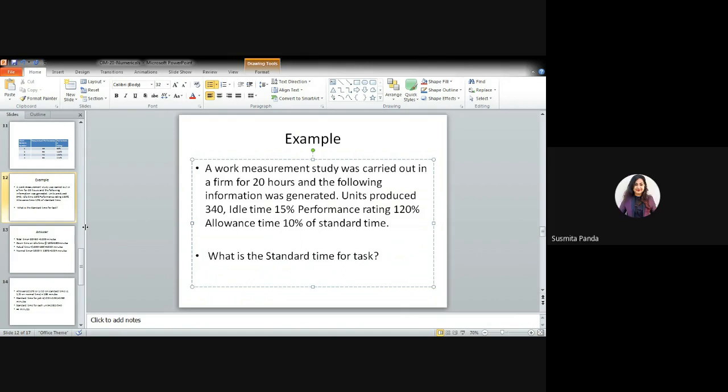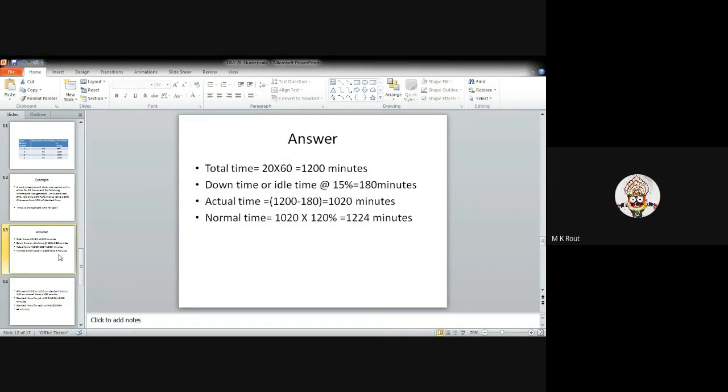Then the actual time calculated is 1020 minutes. Okay. And the normal time is 120% of 1020, so 1224 minutes. Fine. Then calculate the allowances. So allowance is 136 minutes. That is correct. And what is the standard time for the job?